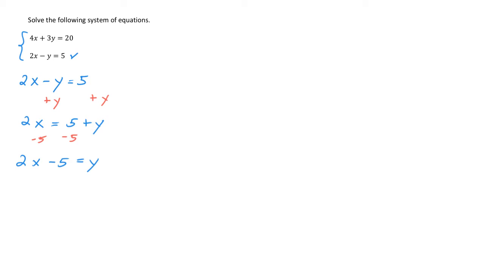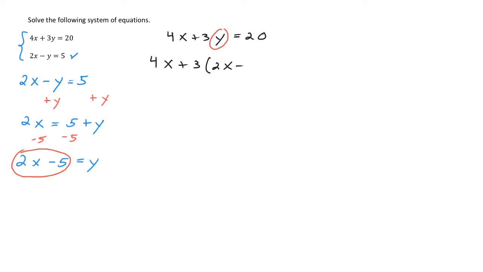What I'm going to do is take this y and substitute it right here. So I'm going to replace this y with 2x minus 5. Okay, if we write this out, I'm going to my first equation, which is 4x plus 3y is equal to 20. And in place of this y, I'm going to write 2x minus 5. I'm going to substitute that in. We have 4x plus 3 times (2x minus 5) is equal to 20.